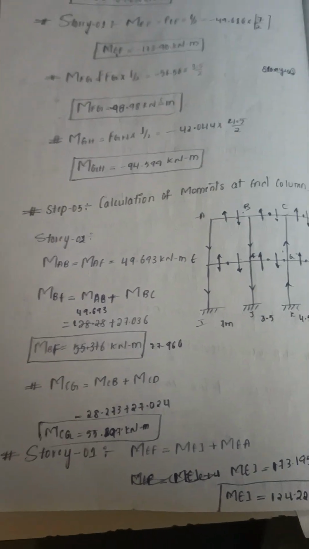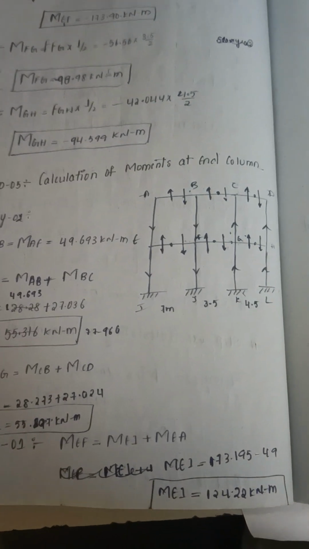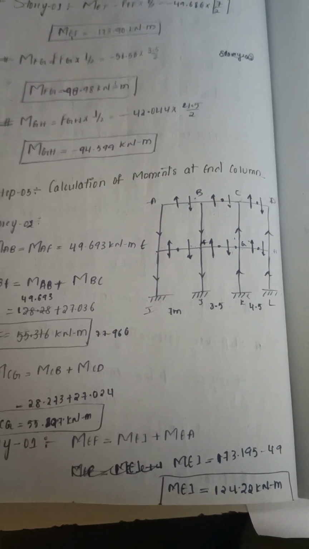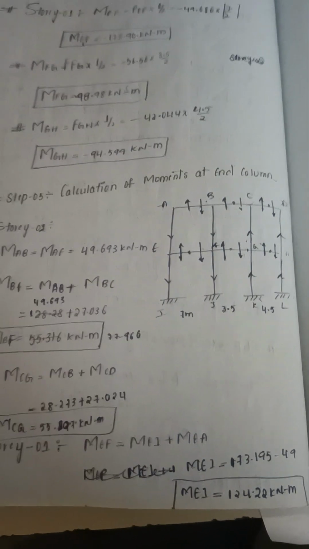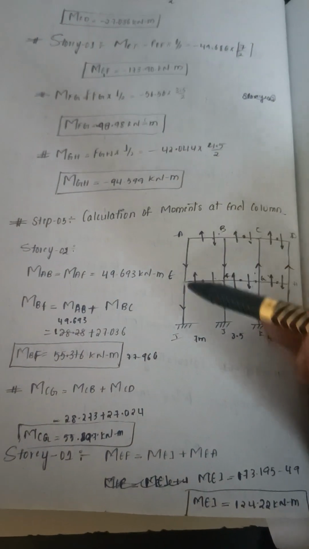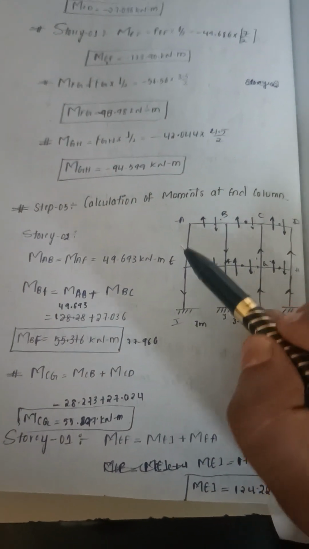Next, step 5, calculation of moments at end columns. That means at the end columns we need to find MAE, MBF, MCG, MDH, MEI, MFJ, MGK, MHL. All these we need to calculate. So MAB, first of all, MAB is equal to MAE. So MAB done.